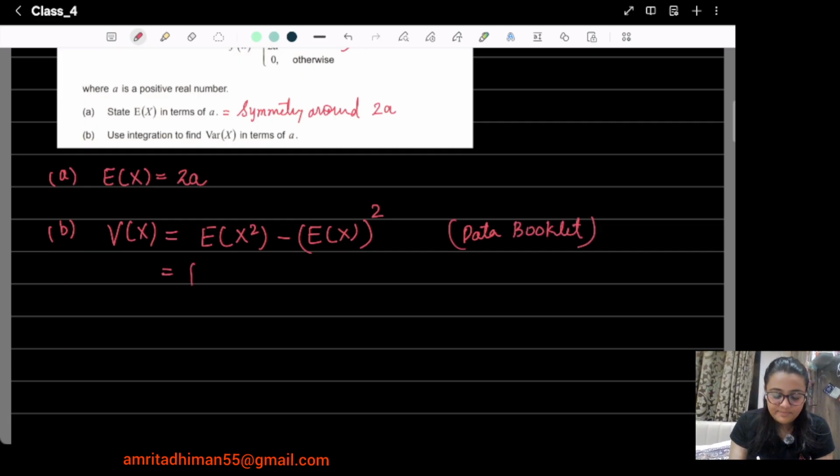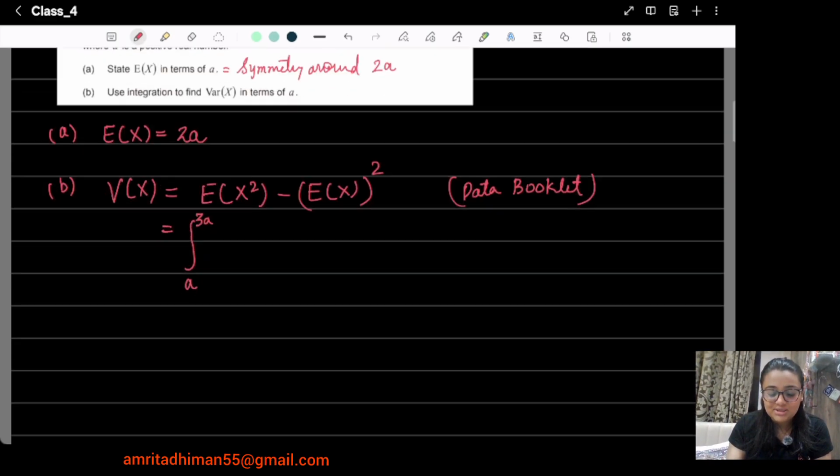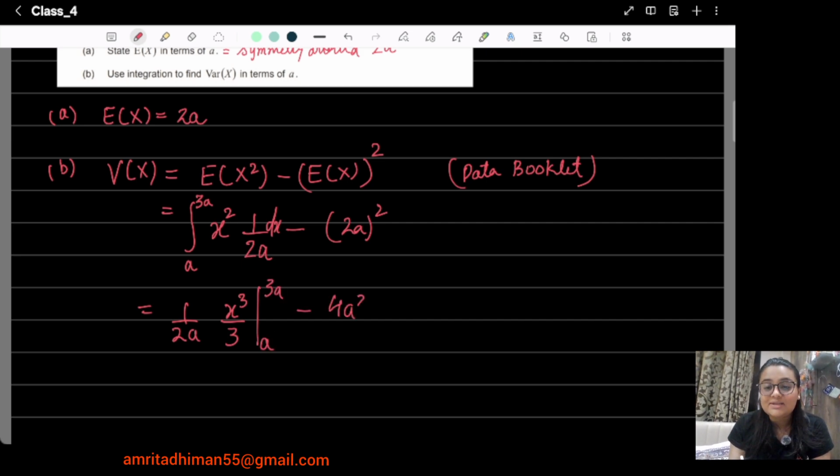Here we need to just apply the limits a to 3a, because the lower bound is given as a and the upper one is 3a, and the function is given, it's 1 by 2a, right? Minus whatever we are getting, we have 2a whole square, right? So when we integrate it, we will get x cube by 3, and now we put the limits 3a to a, minus 4a square, right?